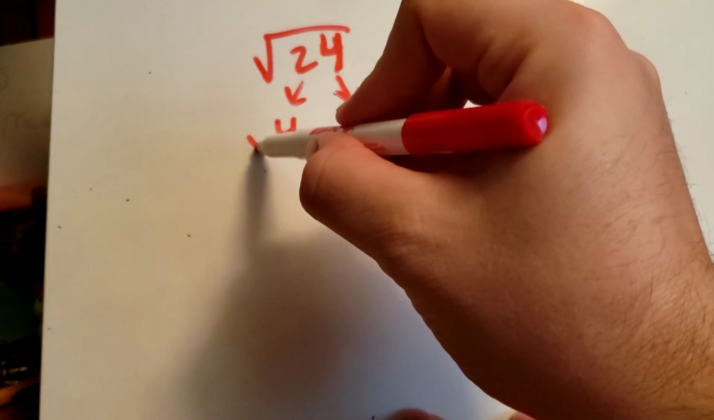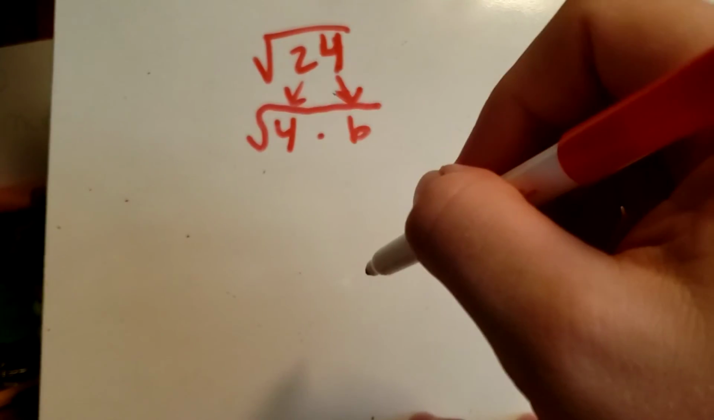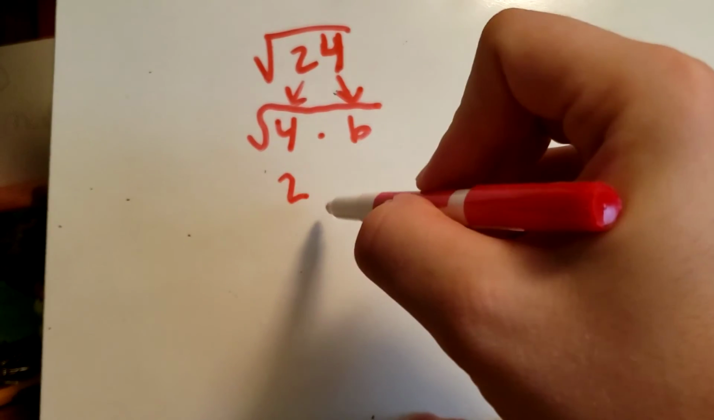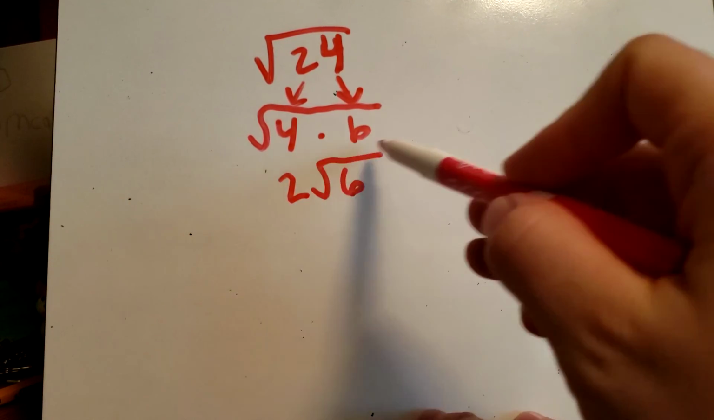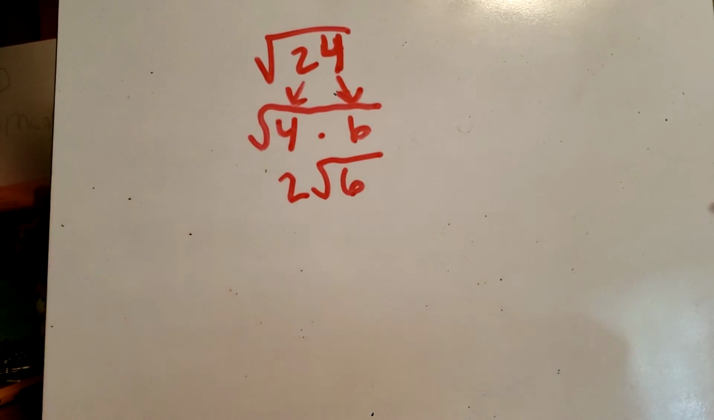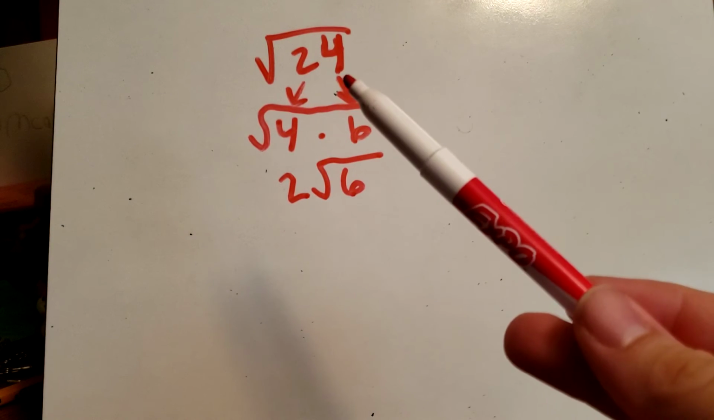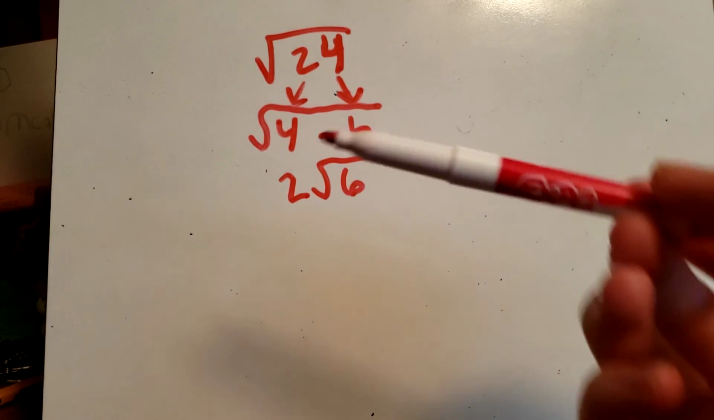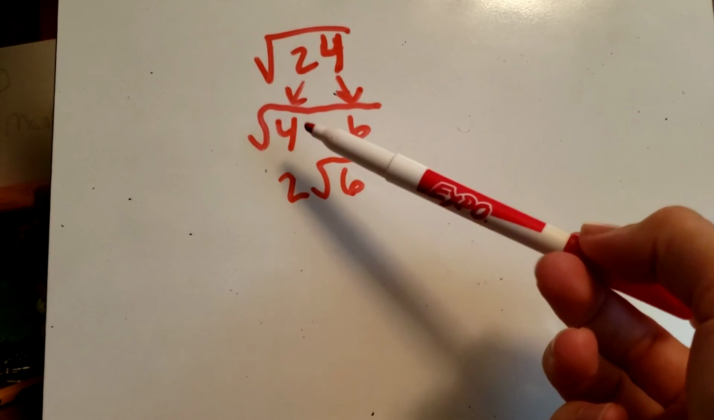Now, they're still in the square root. What's the square root of 4? Well, it's 2. The square root of 4 is 2. And you can't really do the square root of 6. But 2 times the square root of 6 is actually the square root of 24. These things are equal. So you can factor a square root and simplify it in this way.